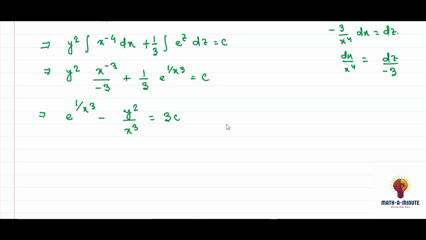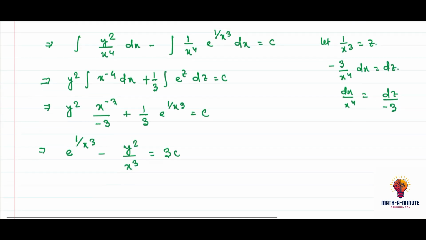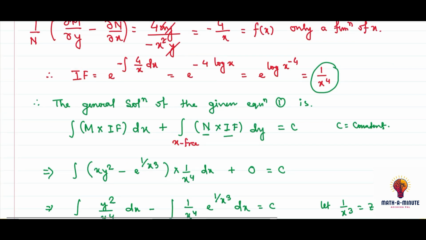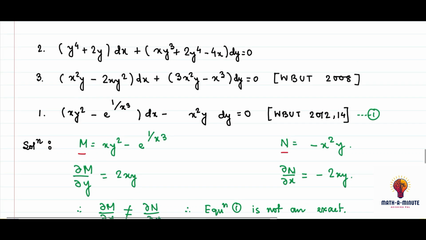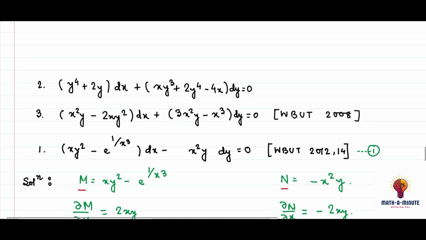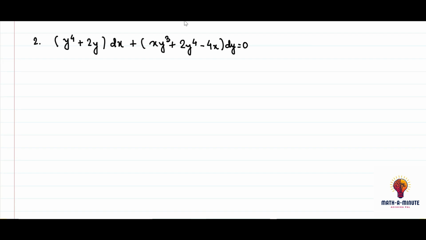Okay, now come to the second problem. Pause this video and try to solve this problem by yourself. Now in the second equation, if you compare this equation with the general form, then the value of M is y to the power 4 plus 2y, and the value of N is xy cube plus 2y to the power 4 minus 4x.